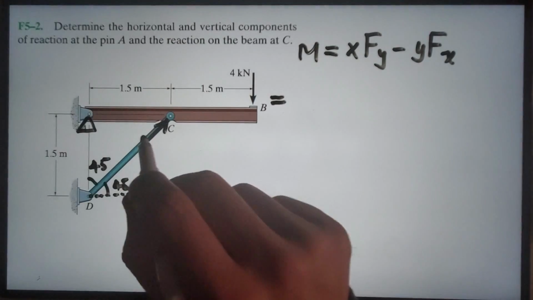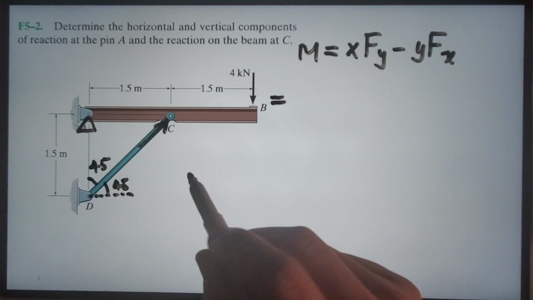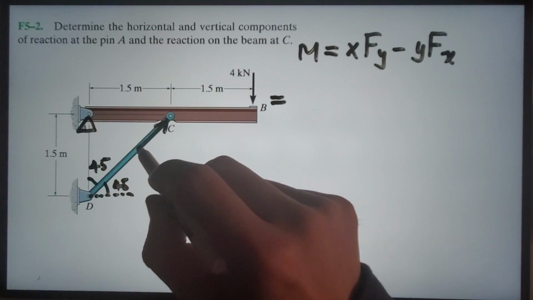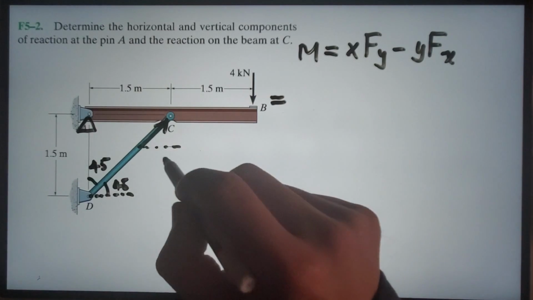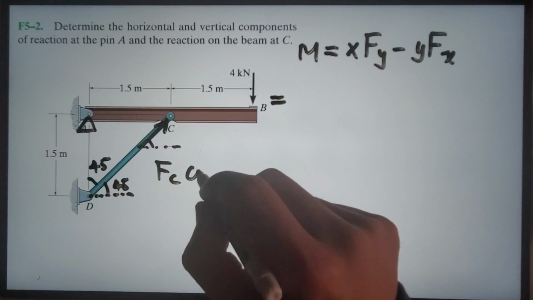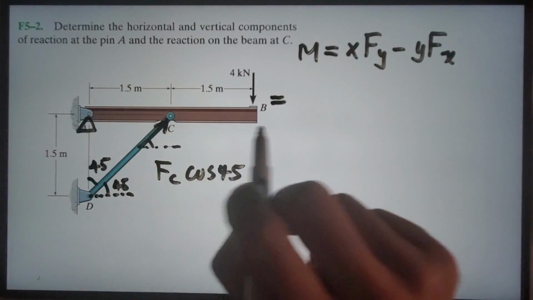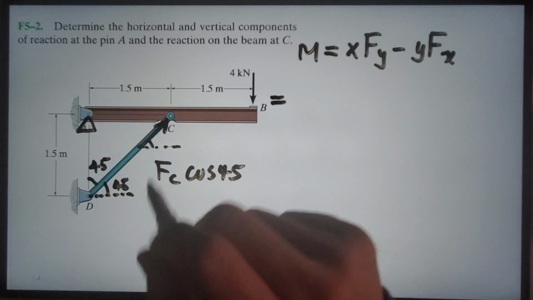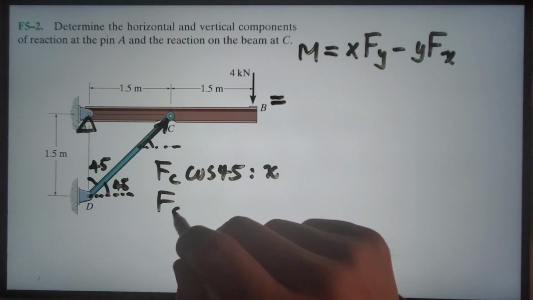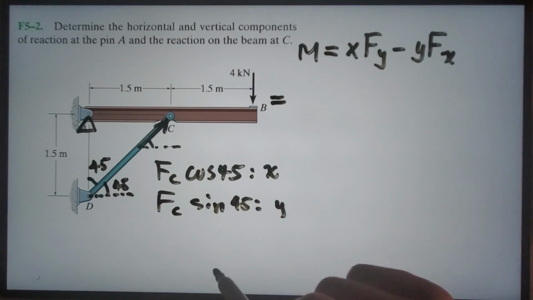I'm going to write it equal to, there's a force over here. Let's say this force is force C. So it has two components. One component is force C in the X direction, which is equal to force C times cosine of 45. That would be the force in the X direction going to the right, so it's positive. Also the Y direction is going up. Force C times sine 45, that would be the force in the Y direction.